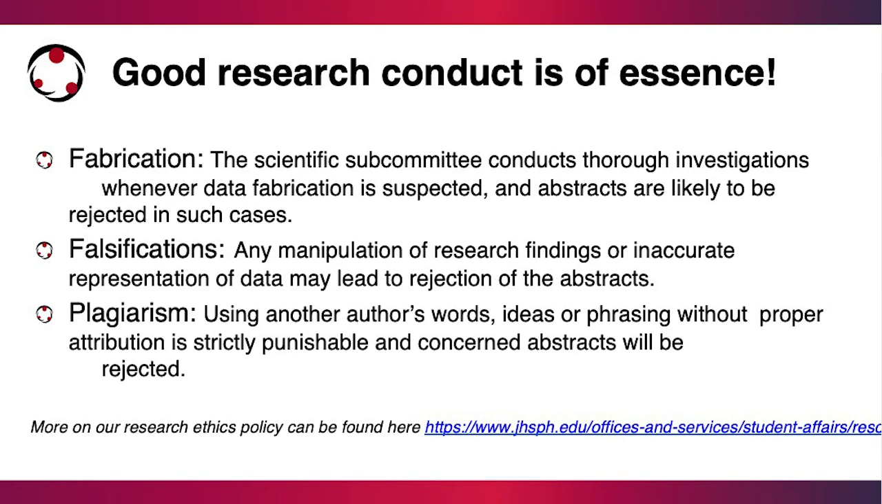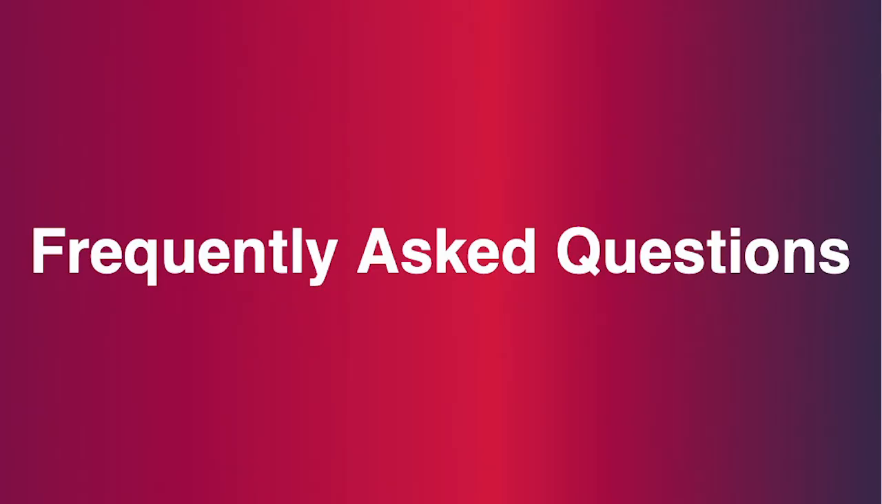Citations do not need to be included in the abstract submission. However, if language is clearly copied from other sources, it provides immediate grounds for disqualification. It's mandatory for any abstract submitter to avoid any form of fabrication, falsification, or plagiarism. We have provided here a link to the research ethics policy for the Johns Hopkins School of Public Health. These guidelines apply to all abstracts submitted to ICFP. We will now end with a few frequently asked questions.